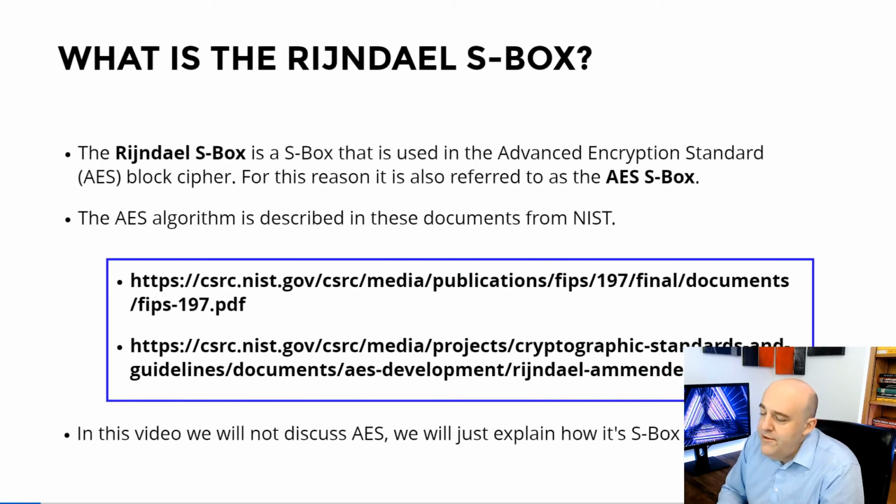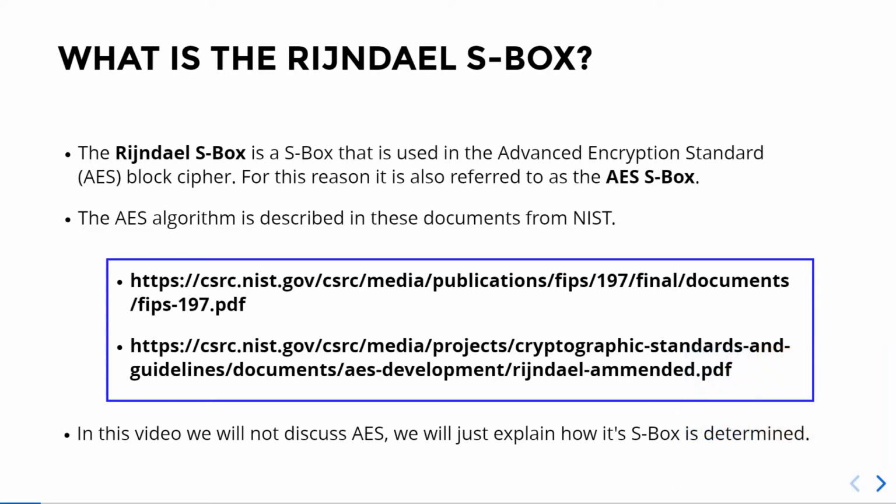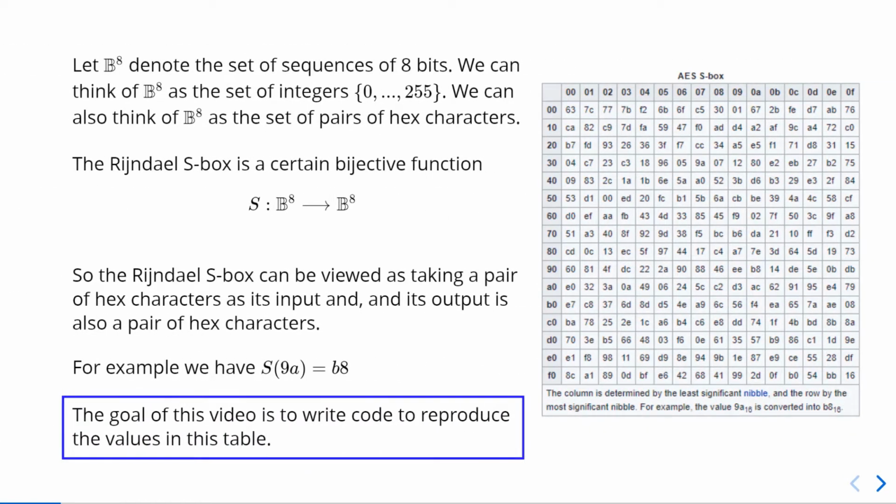So first of all, what is the Rijndael S-Box? Well, the Rijndael S-Box is an S-Box that's used in the block cipher AES, the Advanced Encryption Standard. And we also call it, for this reason, the AES S-Box. So the AES algorithm is described in these PDF documents from NIST. But in this video, we're actually not going to talk about AES at all. We're just going to talk about the S-Box that's used in it.